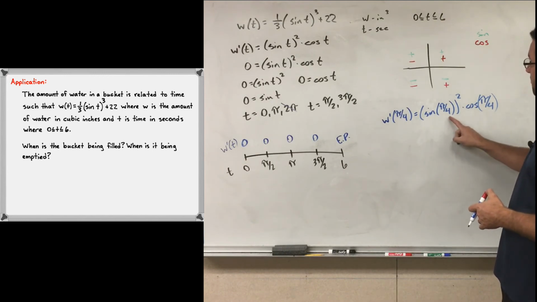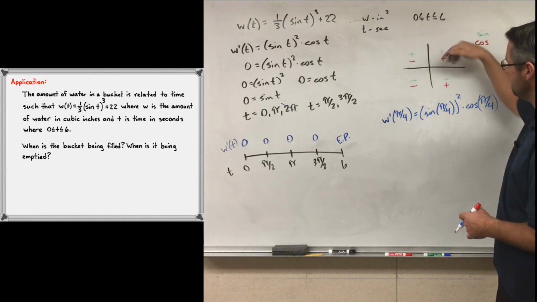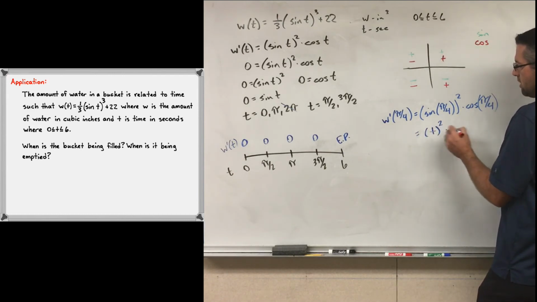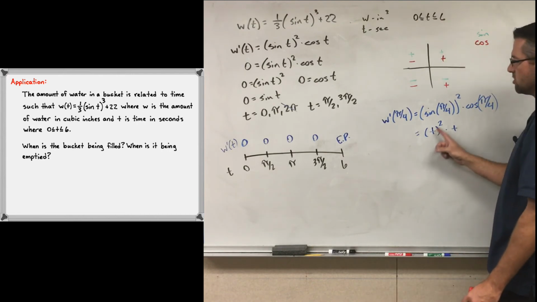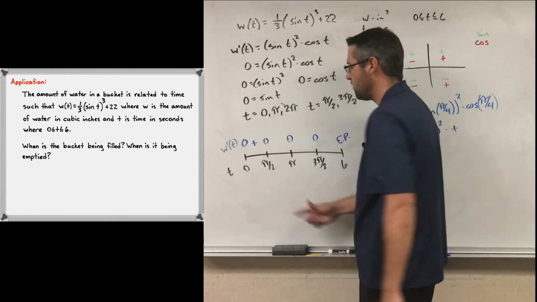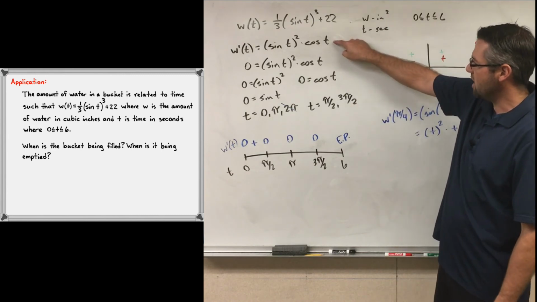So what is the sine of pi over 4? Well, the sine of anything between 0 and pi over 2 is positive. And then we're going to square that. And then what's the cosine of pi over 4? Well, that's positive also. So positive number squared is a positive, times a positive is a positive. So for every point in that interval, 0 to pi over 2, the derivative is positive.